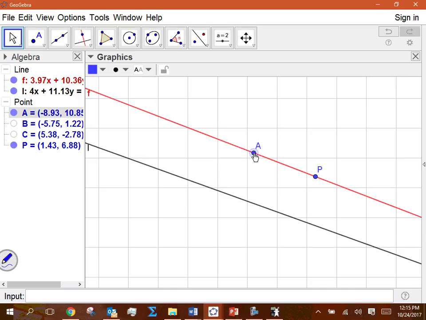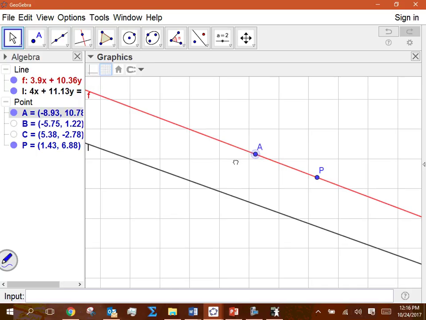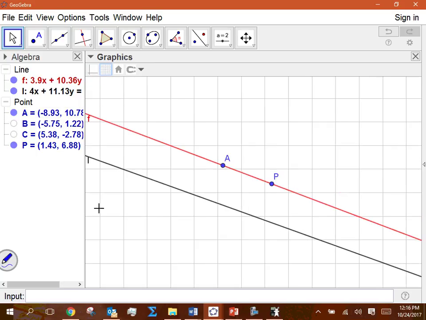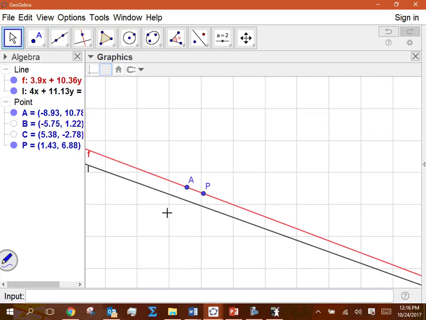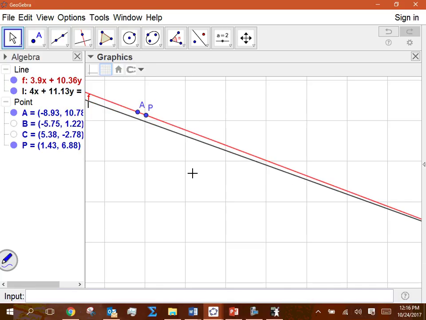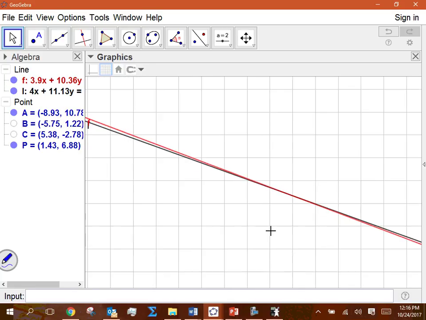Can I get there? No. Even that one, that looks parallel, right? But if I zoom out far enough, you're starting to see that's going to intersect down here somewhere, correct? Okay.